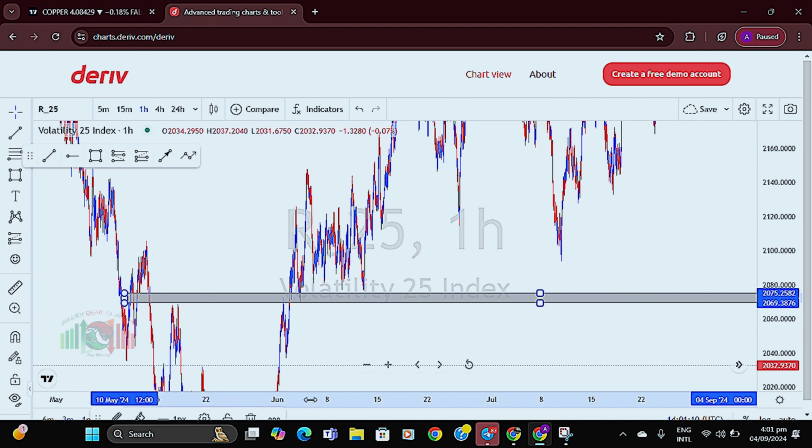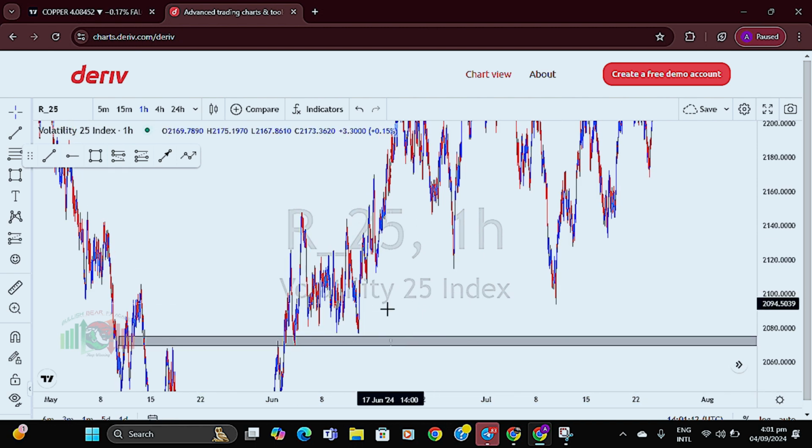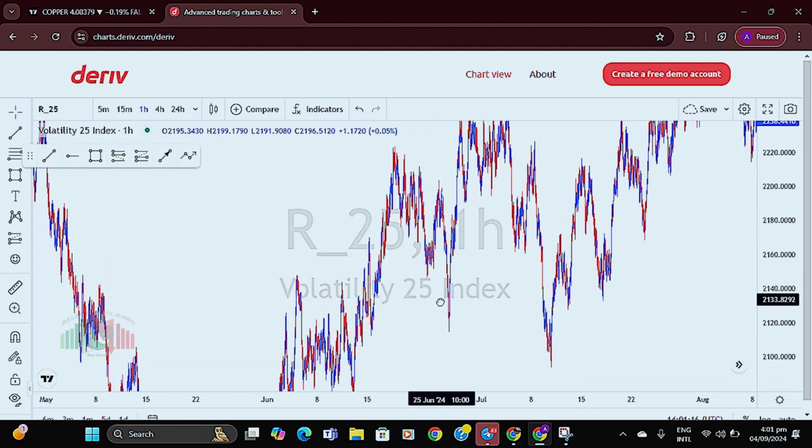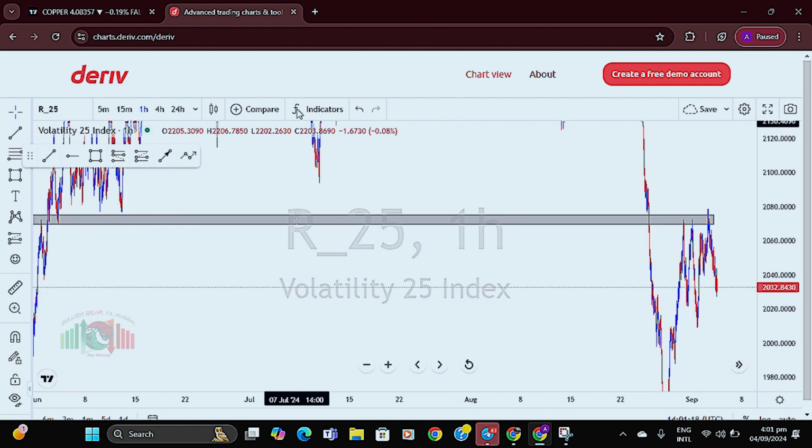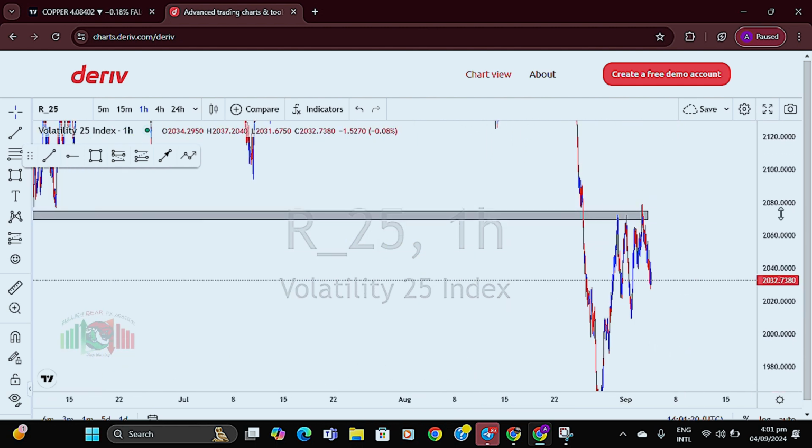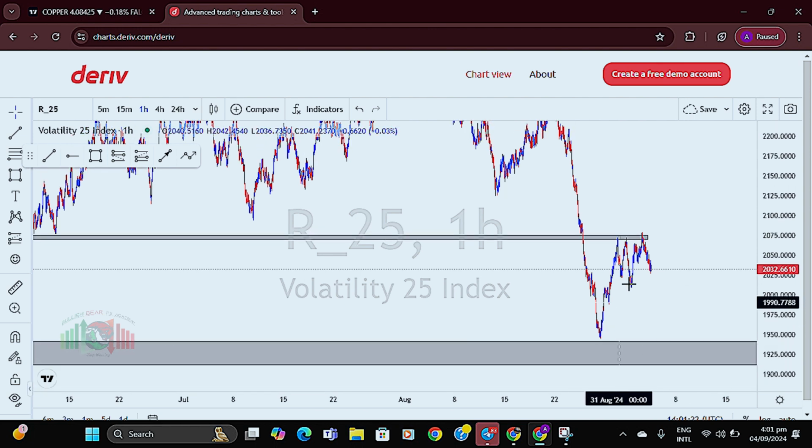Looking back, you'd see that before the market had these big push ups to the upside, the market corrected here and momentum was built here. So this level is a very, very strong level, and the market is now retesting that level before we go to the downside.